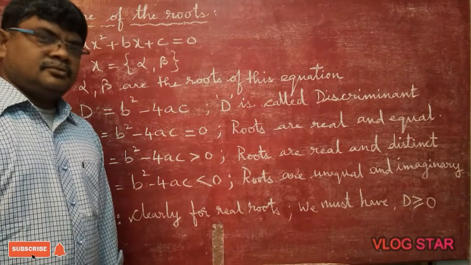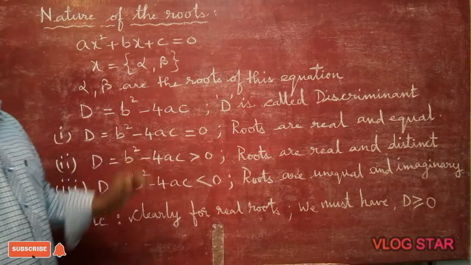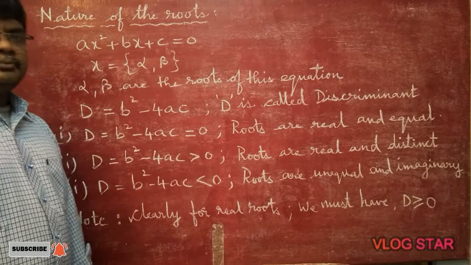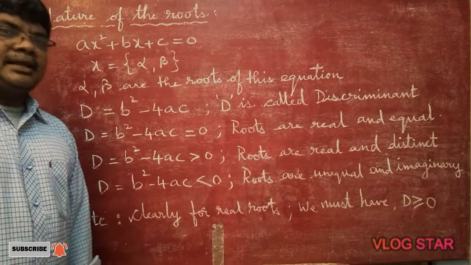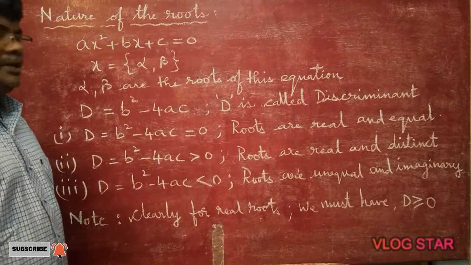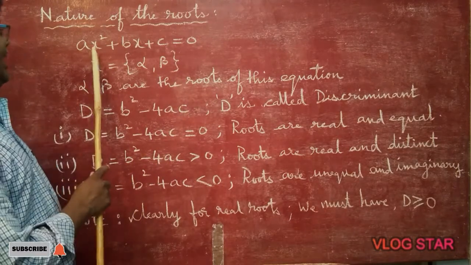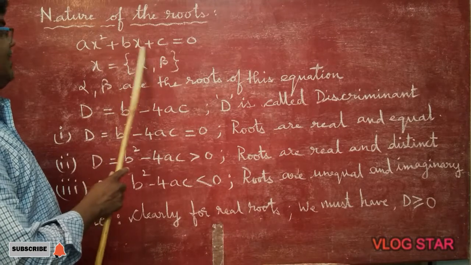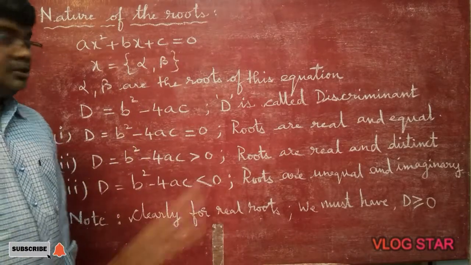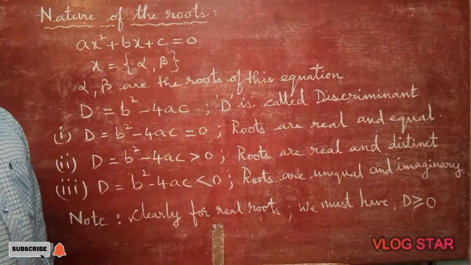Nature. Without solving the complete problem, we can tell the nature of that quadratic equation. We know the general form of a quadratic equation: ax square plus bx plus c is equal to 0. This is the general form of a quadratic equation.